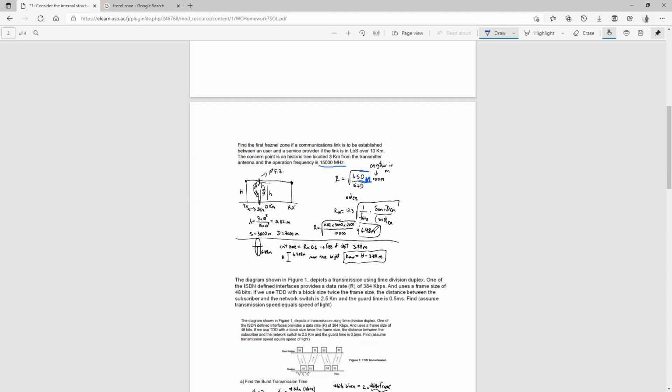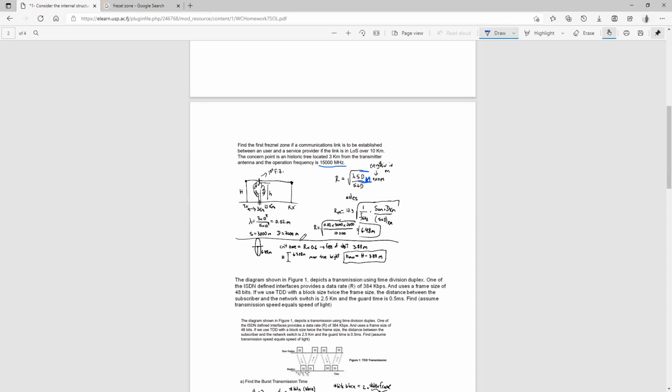Now what we can do is, based on the IEEE standards, I'll show you that in a moment. We know that the radius of the Fresnel zone at this particular point is 6.48 meters, right? So now it says find the first Fresnel zone if the communication link is to be established between a user and the service provider. So this is the radius of the first Fresnel zone. We know that, right?